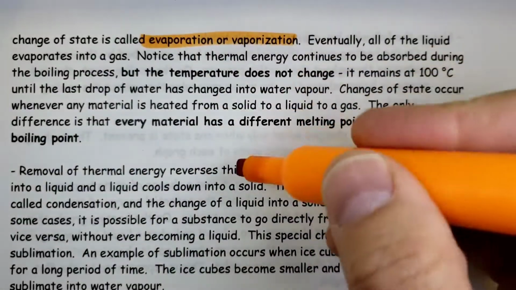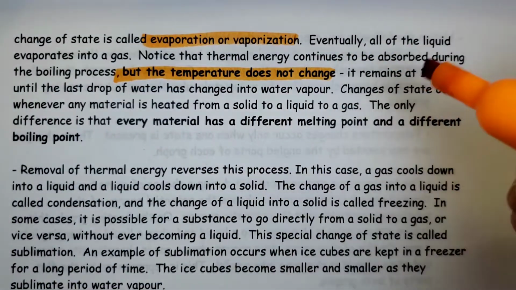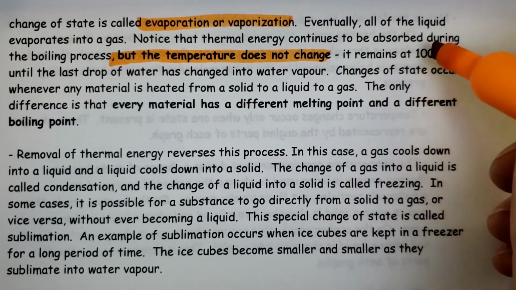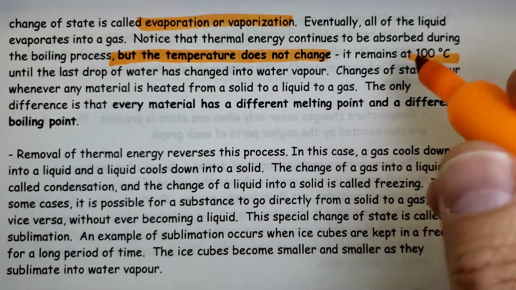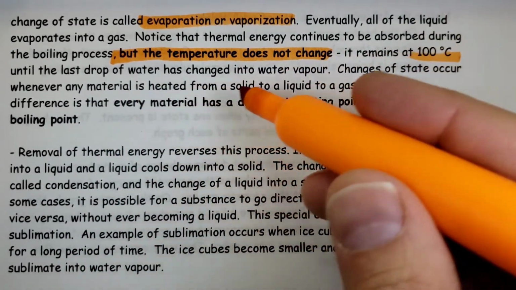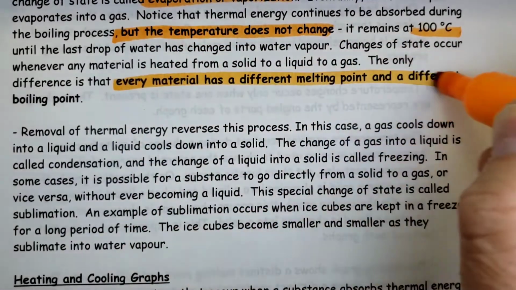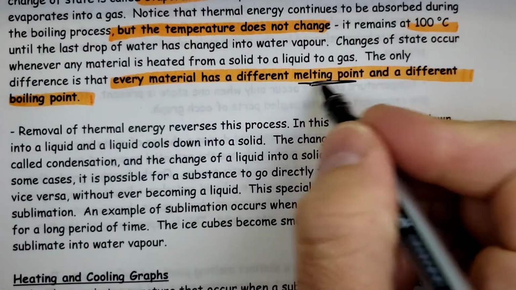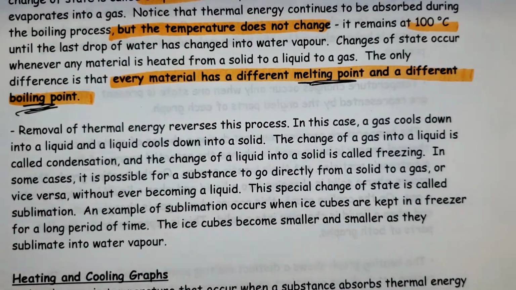Again, notice that just like at the melting point, at the boiling point, energy is continually being added, but the temperature doesn't change for a while until all the liquid becomes vapor. It remains at 100 degrees C until the last drop of water is changed into vapor. Changes of state occur whenever any material is heated from solid to liquid to gas. The only difference is that every material will have a different melting point and boiling point. So for example, water melts at 0 and boils at 100. Different materials have different points at which that happens.